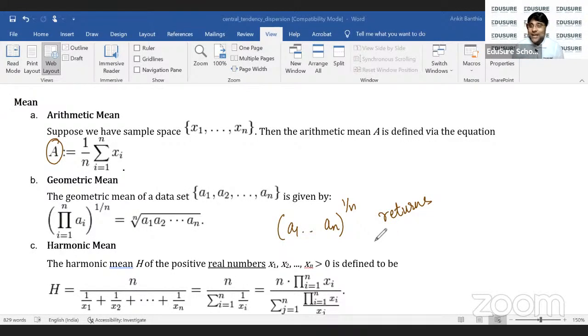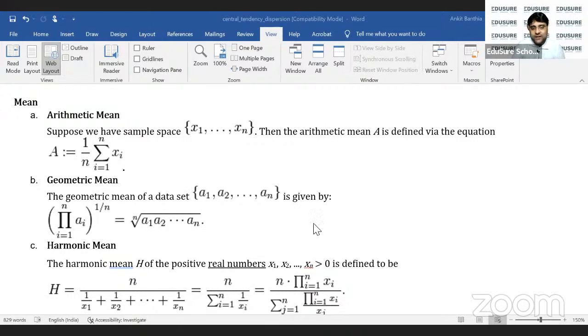CAGR, yes, what is it for your asset? Compounded annual growth rate. CAGR is a very common term which is used in mutual funds and financial assets, right? These are all geometric mean. How will you calculate the average? You will calculate it with the geometric mean. Okay.